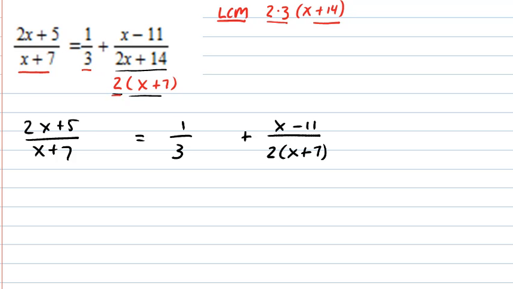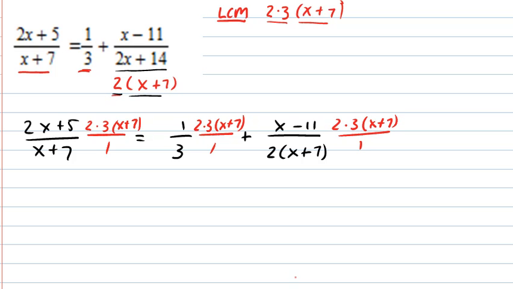So the LCM has a 2, a 3, and an x plus 7 in it. Each term gets multiplied by a 2, a 3, and an x plus 7. So think of all of those over 1.